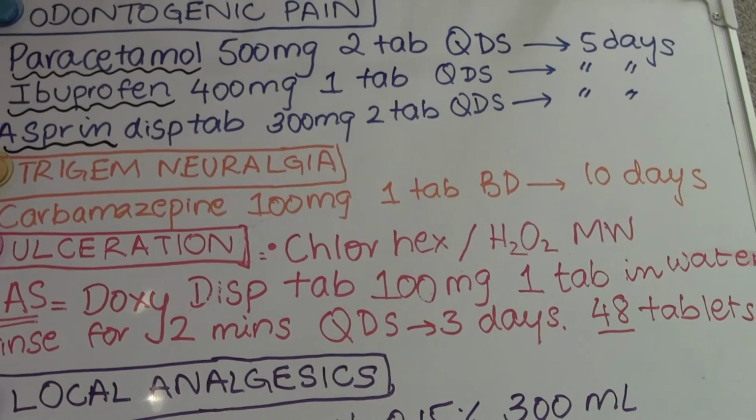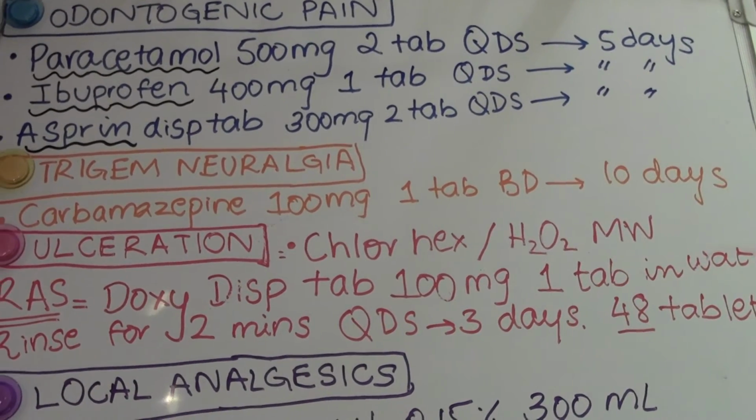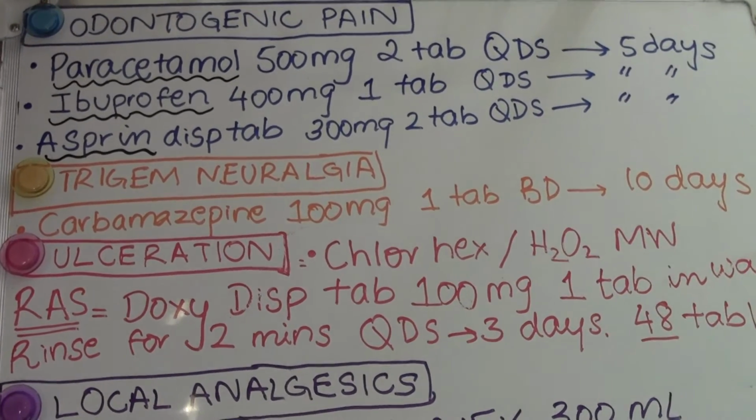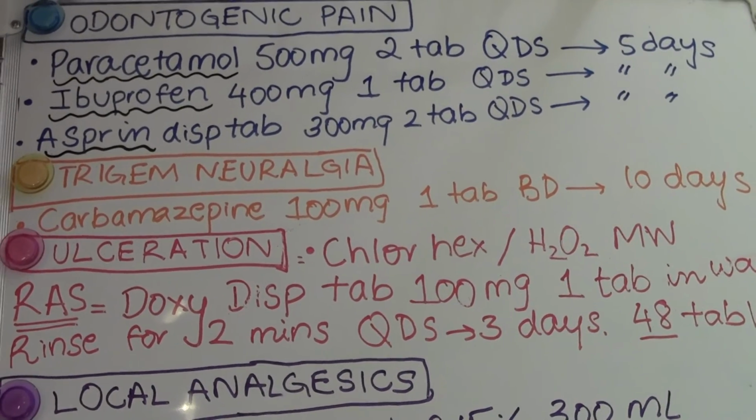In this case, we're giving a lot more because it's recurrent aphthous stomatitis, so the patient will have recurring episodes. So it's better to just give them the tablets in one go and explain to them how to use them rather than give them the tablet each time.